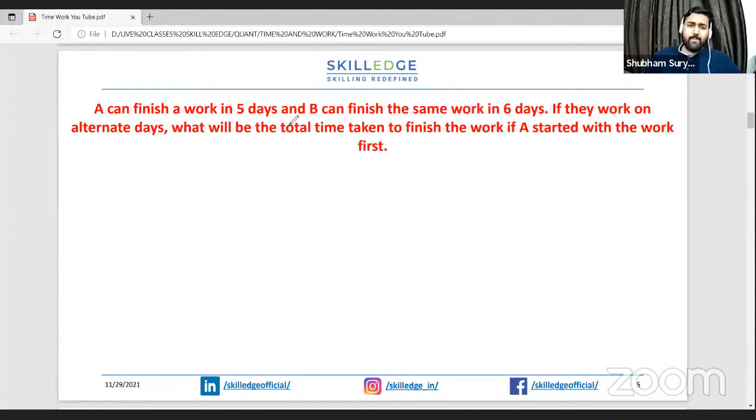Okay. Let's have a look at the solution. A can finish a work in 5 days and B can finish the same work in 6 days. It means we can assume it to be equal to 30. If they work on alternate days, what will be the total time taken to finish the work if A started with the work first? So first of all, we need to understand what the question is talking about. They work on alternate days and A starts with the work.